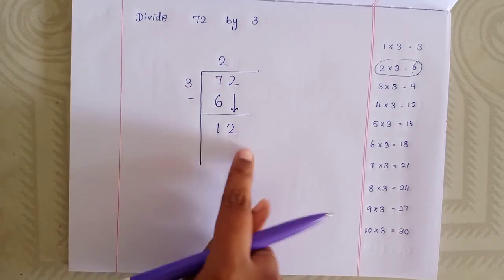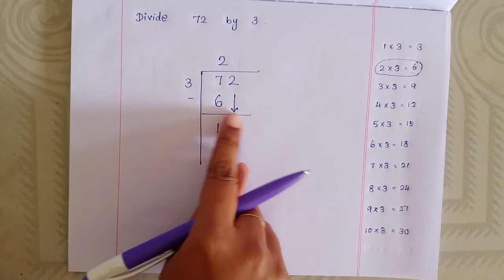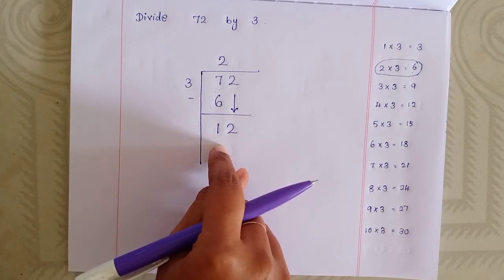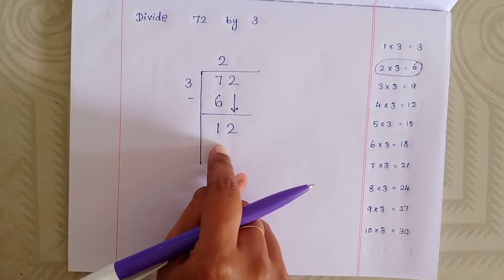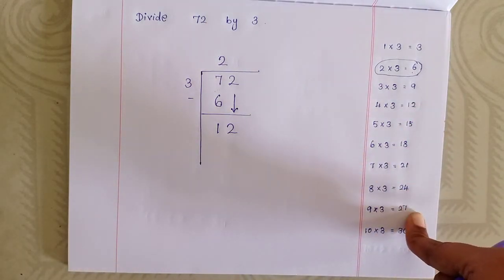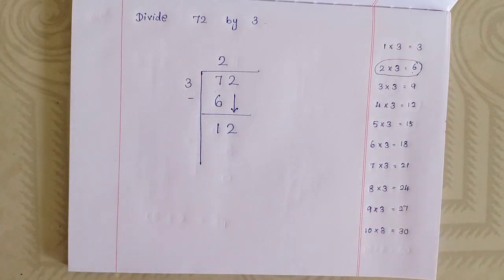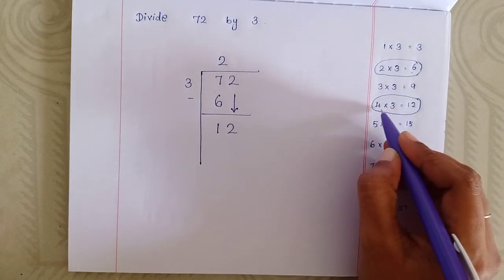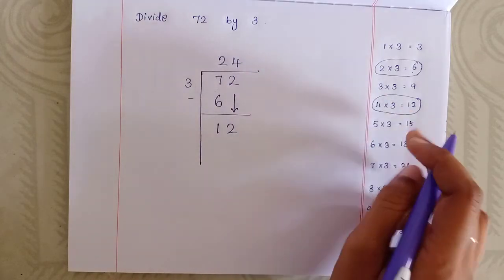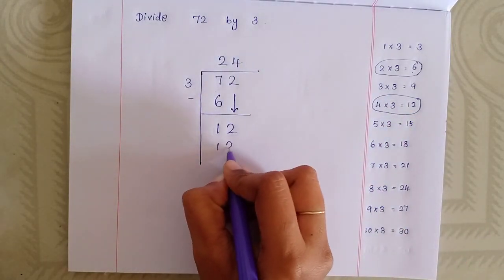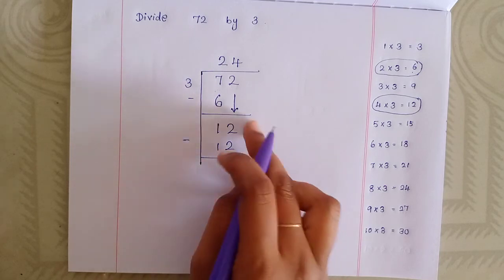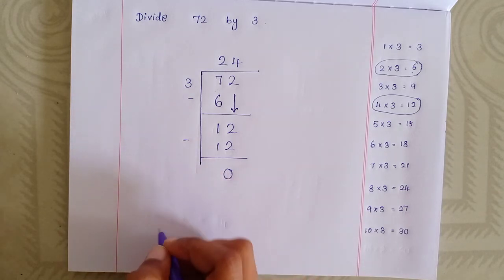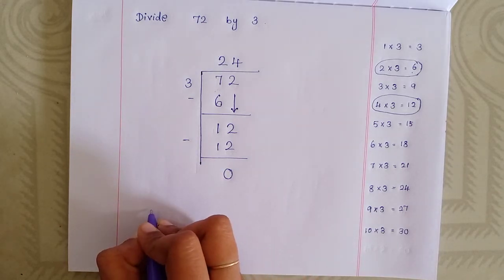Now what is this number? 12. Okay, now recall the table. Find 12. Where is 12? 4 3s are 12. Okay, 4 you take and write here, and 12 you should write it down. Now subtract. 12 minus 12. 0. Okay, so now the answer is 24.